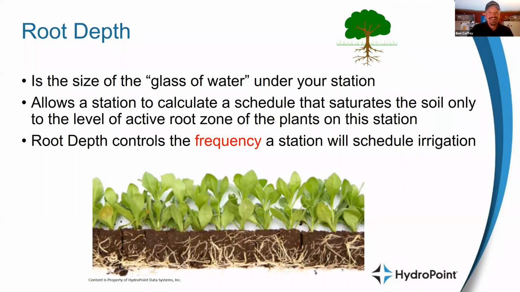All right, let's go to root depth. Here we go. Last but not least, we have root depth. This is the one that I actually manage for frequency questions. If I want to increase or decrease the frequency with which a station is irrigating, root depth is my go-to. Brady? And this right here, going back to our concept of that glass of water, this is what sets the bottom of that glass. So your root depth sets the bottom of that glass. And that's why this is so important that we get this right.